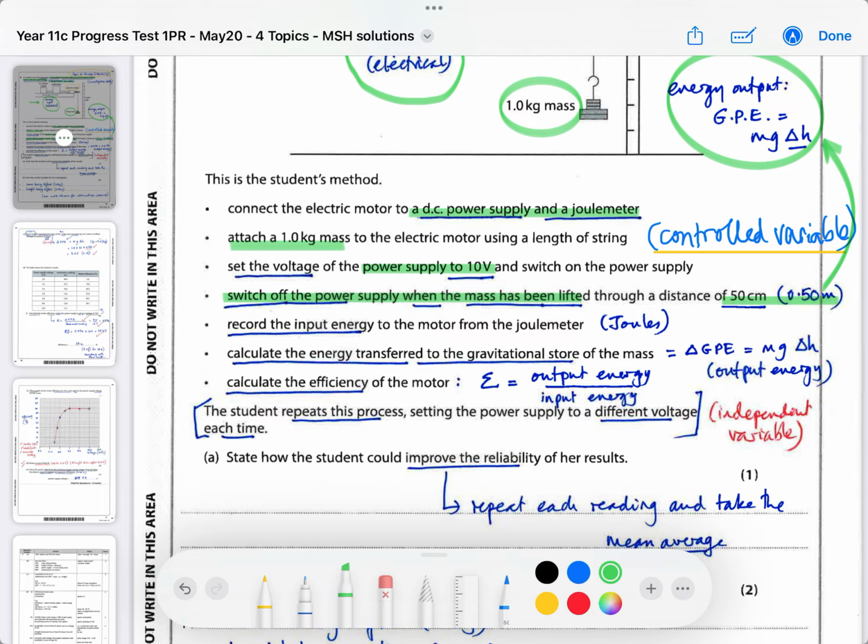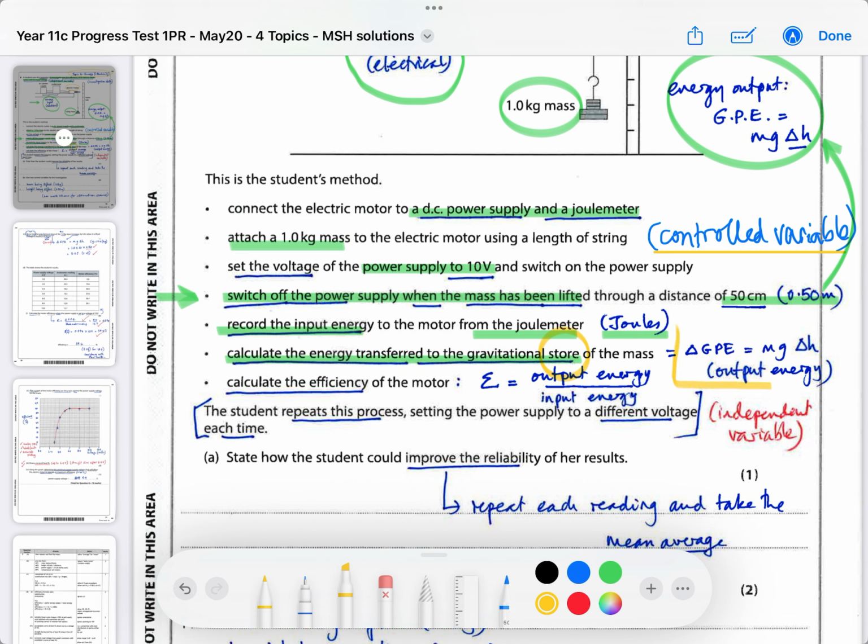Now the input energy is recorded on the joule meter, so you don't need to do anything else, except it will read off the number of joules taken up to the point where you switch off the power. It will measure how many joules the electric motor has used. And then you have to calculate, as I said, the gravitational energy that's gained. We call it the gravitational energy store. Remember that terminology, they like that in GCSE. It doesn't tend to be used above GCSE, but that's the terminology you need for GCSE.